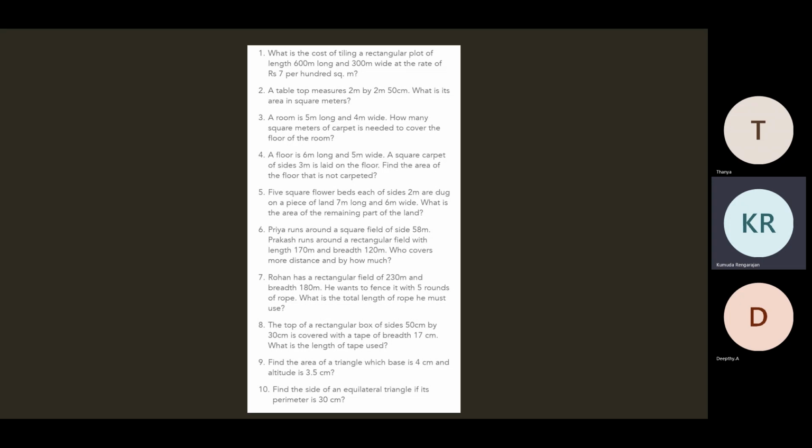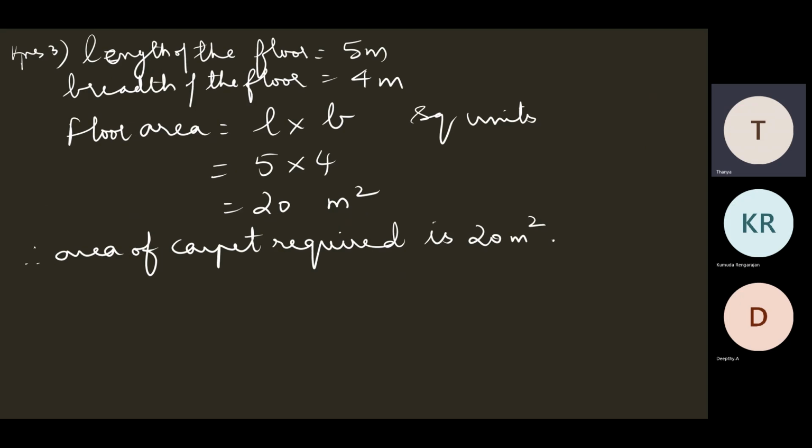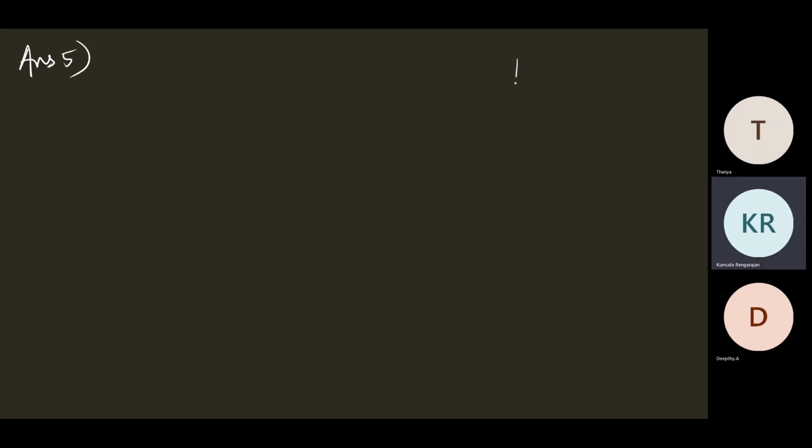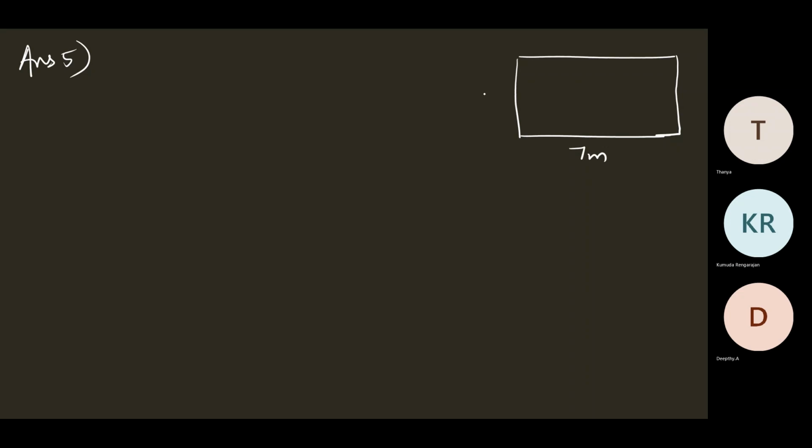So 5 square flower beds, each of sides 2 meters, are dug on a piece of land 7 meters long and 6 meters wide. What is the area of the remaining part of the land? So there's a rectangular piece. We'll do the fourth one also. So this is a rectangular piece of land that measures 7 meters by 6 meters.